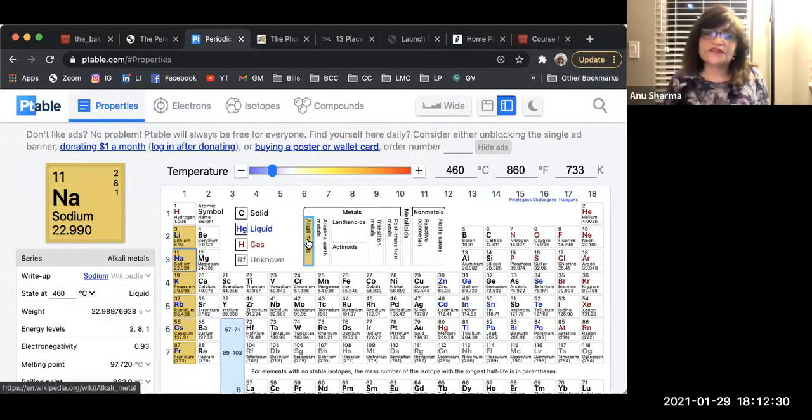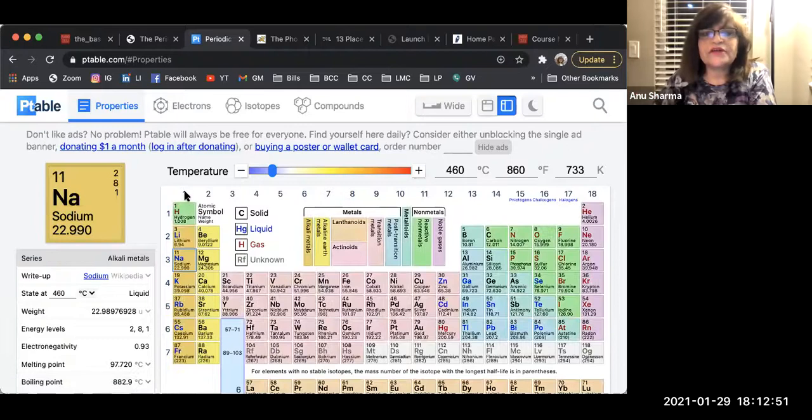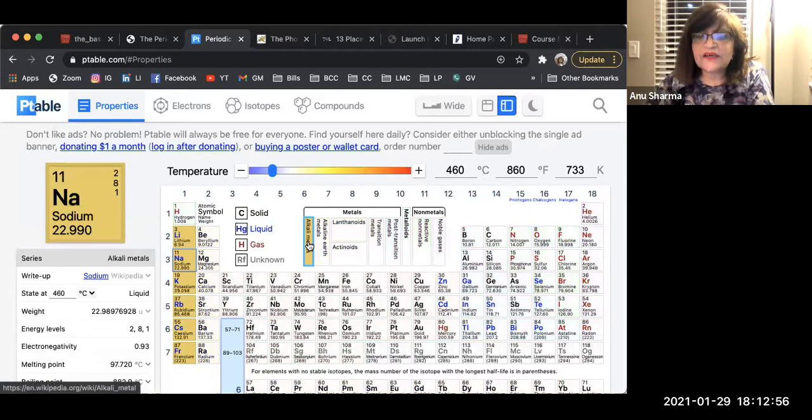The intensity increases. So these elements in group 1A are also called alkali metals. The elements present in group 2A are called alkaline earth metals because they all behave the same way, right? Some of them may have more or less the same kind of physical properties, but all these guys over here in group 1A are so reactive that they have to be placed under oil.